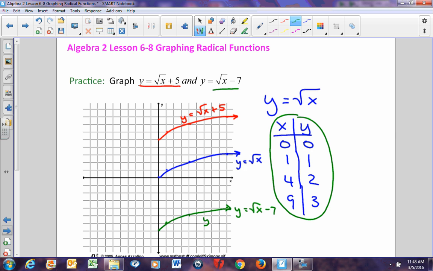all I'm doing here is taking that, subtracting 7, so I'm moving all the points down 7. So all my y values are going to decrease by 7. So instead of 0, 0, I now have 0, negative 7. Instead of 1, 1, I now have 1, negative 6. And then instead of having 4, 2, I have 4, negative 5, because 2 minus 7 is negative 5. So that would be translating vertically.